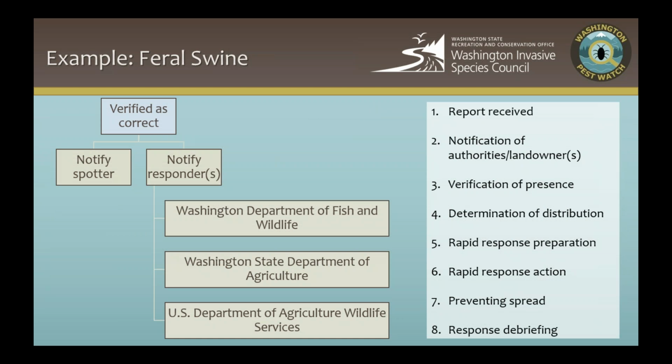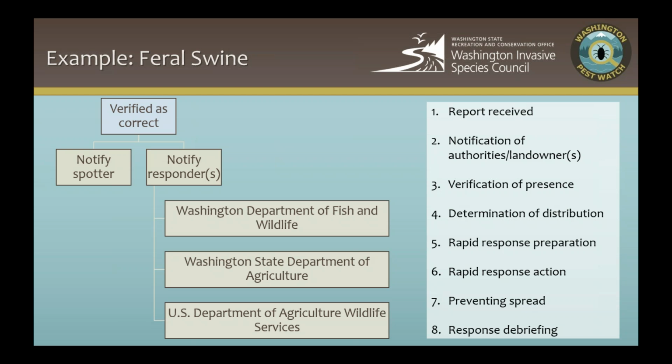So an example of a report: if you were to go hiking today in the Gifford-Pinchot National Forest and come across a pig, we would want you to use your app to report it. If that were validated as being correct, we would let you know. And then we would also let the Washington State Department of Fish and Wildlife know, the Washington State Department of Agriculture, the department that's responsible for agriculture and domestic livestock, as well as the U.S. Department of Agriculture's Wildlife Services. And those three agencies have different roles in terms of regulation and management.